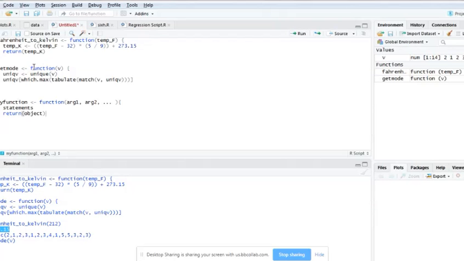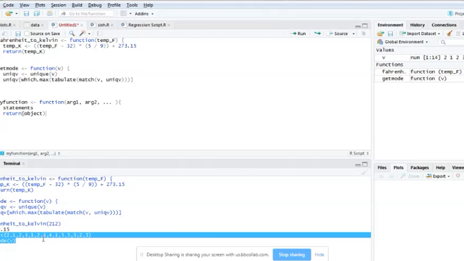Same idea with when we had to write the mode function. We have our function, whatever list of numbers we have, and we found our unique values. There's another way we could write this mode function too, but same thing, when we run our function, it will return the mode for our data set.